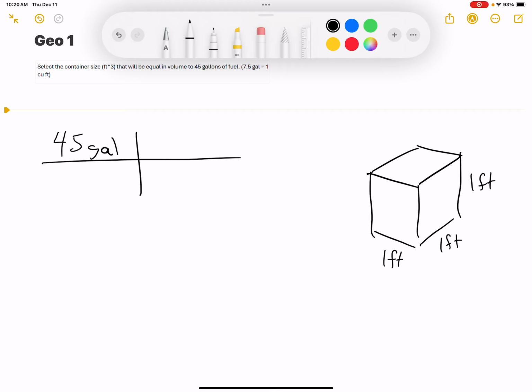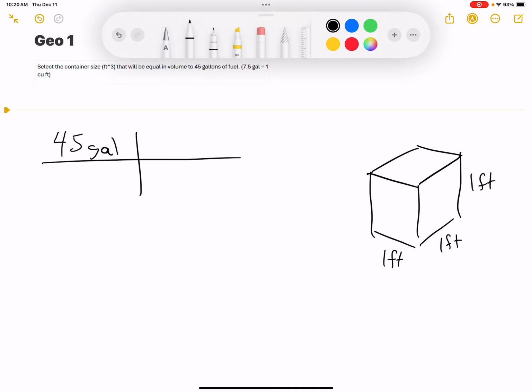Okay, so our first problem is select the container size in feet cubed that will be equal in volume to 45 gallons of fuel. So this is just a conversion problem. We need to convert gallons to cubic feet.